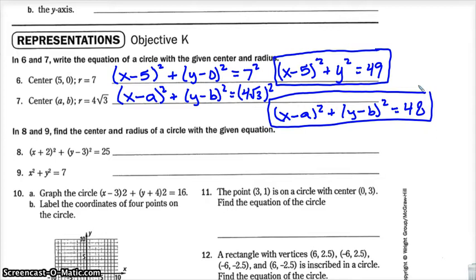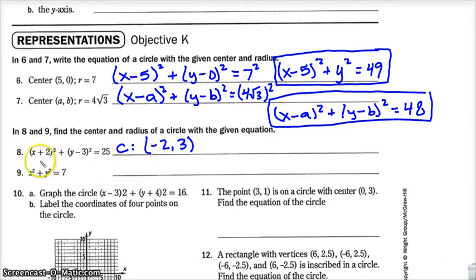Alright, what if we work backwards? We are given the equation of a circle and we need to find the center and the radius. Alright, here we go on question number 8. The center should be at (−2, 3).